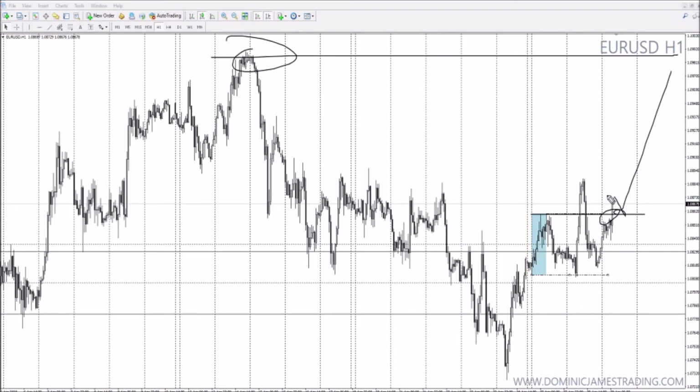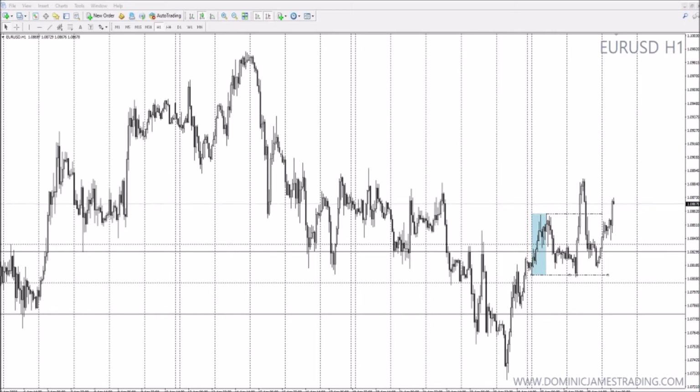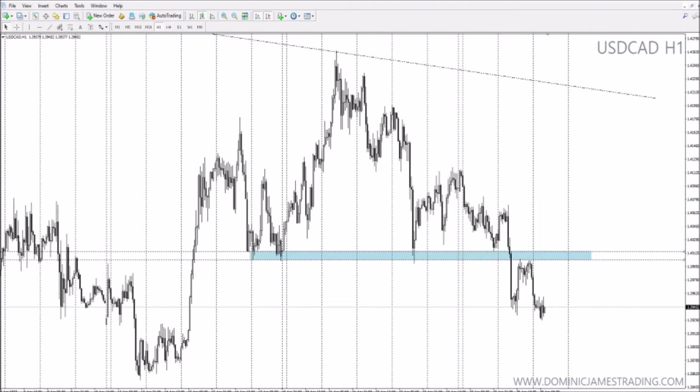There's a lot of news coming out in the next few days, so got to be careful. But that's what I'm looking for: dollar Swiss shorts and EURUSD longs. We'll also touch on what we were talking about yesterday. Dollar CAD, nice little area of support and resistance that I pointed out yesterday.